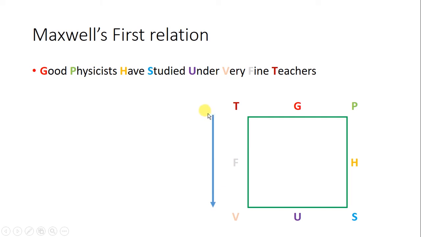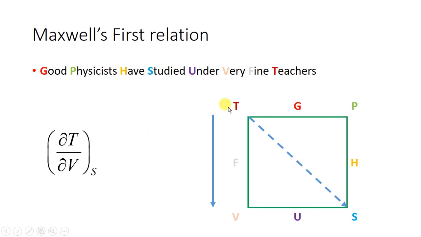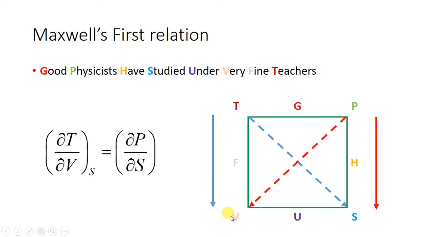Now how to write the equation? From where the arrow starts, that is the arrow tail, you can write ∂T/∂V. Now from the tail side itself, draw an arrow diagonally. So you can write like this: ∂T/∂V when entropy is constant. Now draw an arrow on the other side. Similarly, you can write ∂P/∂S, drawing diagonally from here, when volume is constant.